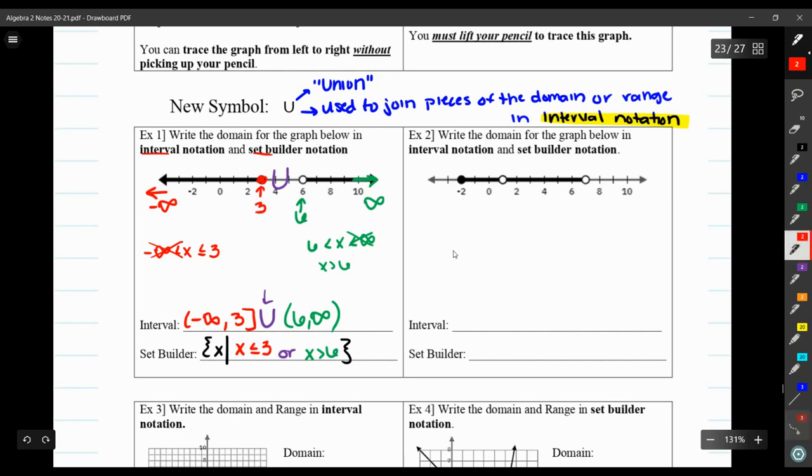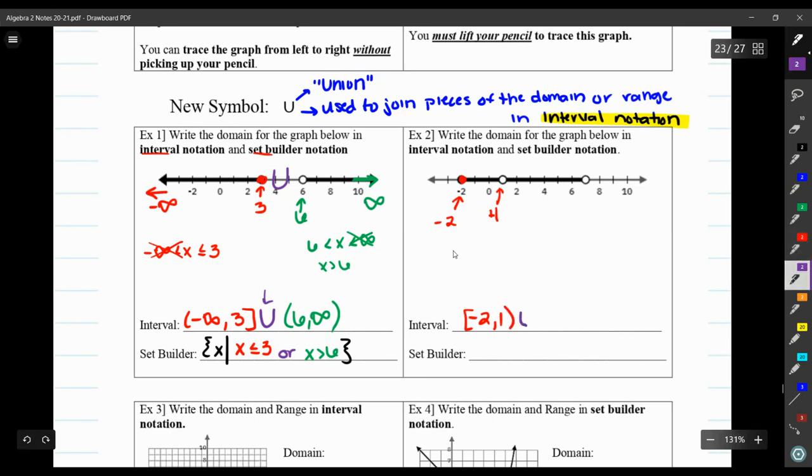So let's talk about how to write this in interval notation. Start at the furthest left, which is -2. Then we're going to end here at a positive 1. So the first section is -2 to 1. -2 is closed, so we use a bracket, and 1 is open, so I need a parenthesis.